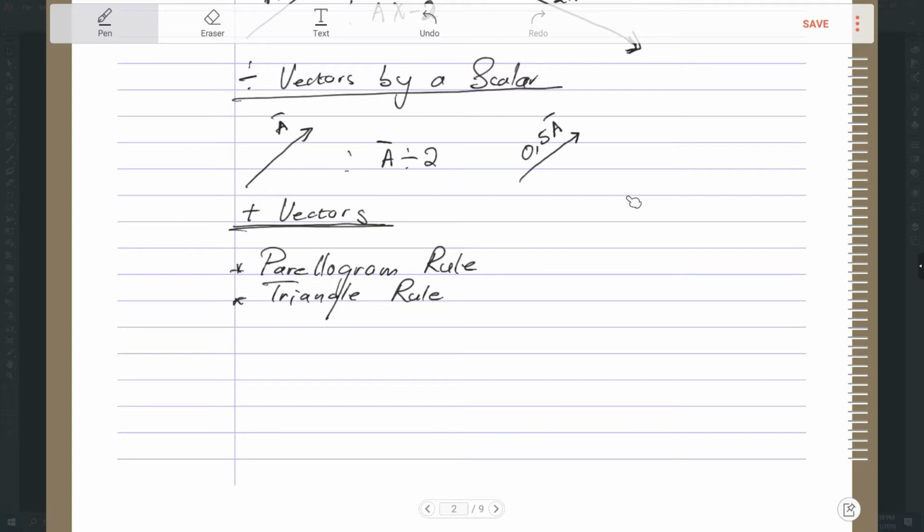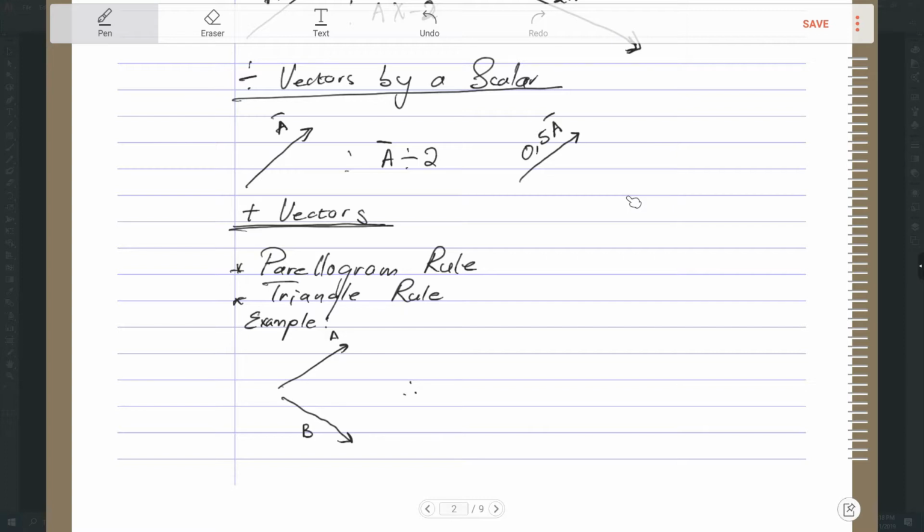Let me give an example and show how vector addition is done with the parallelogram rule and the triangle rule. Say we have two vectors, vector A and another vector B. If we were to add these two vectors using the parallelogram rule, then we'll have this.